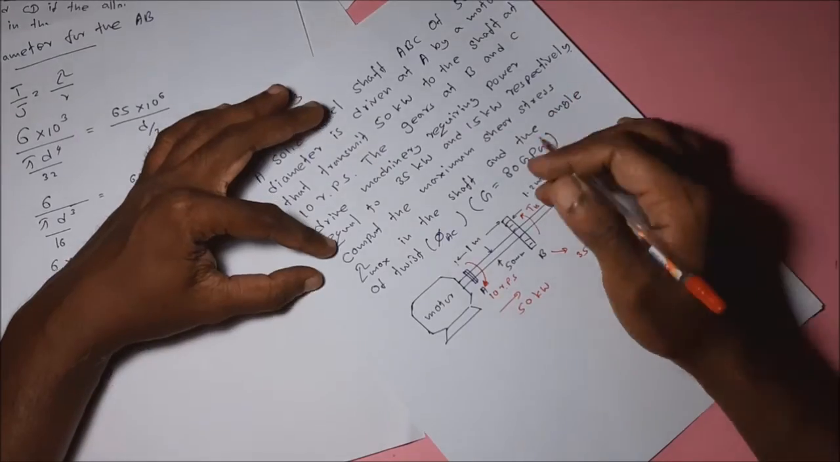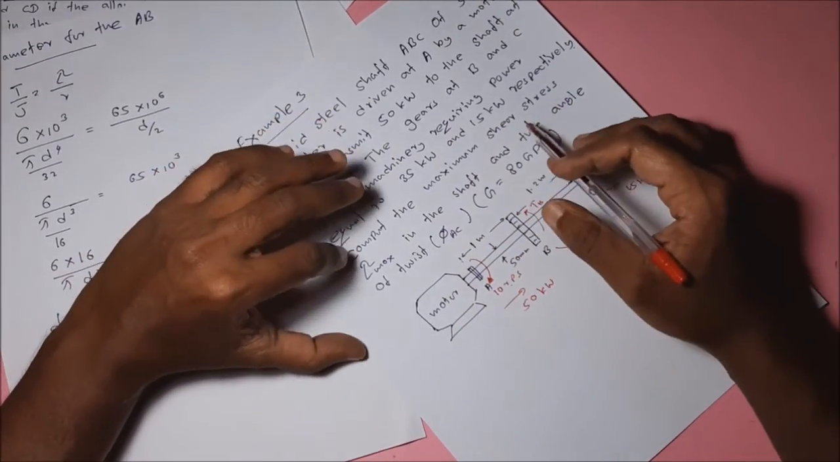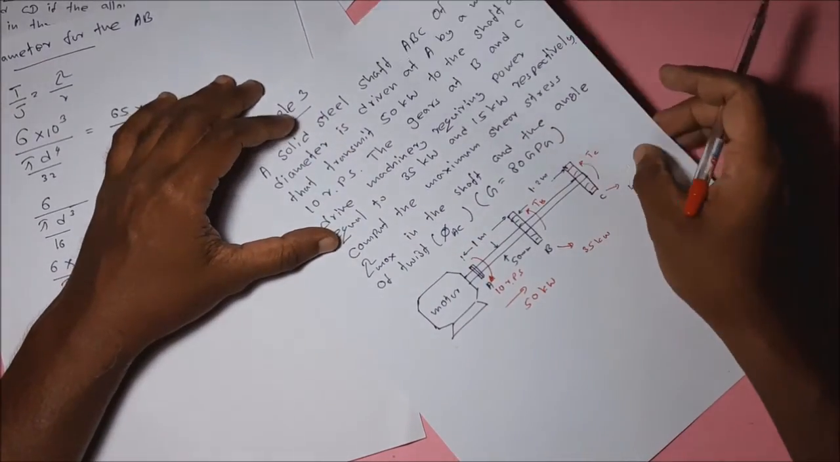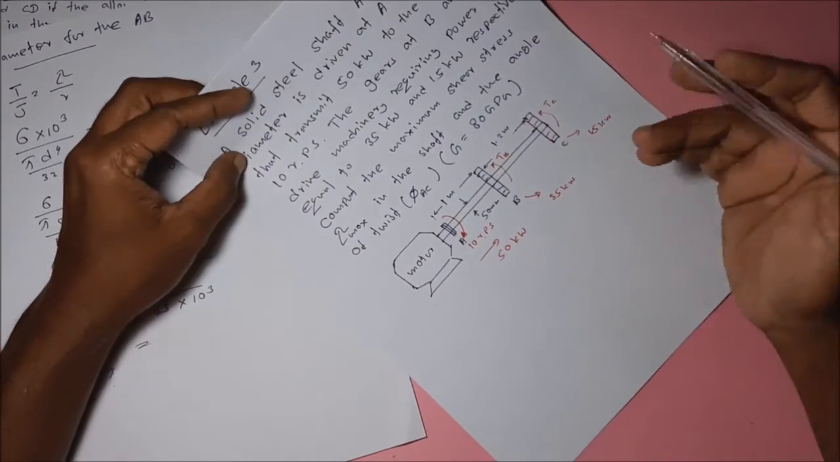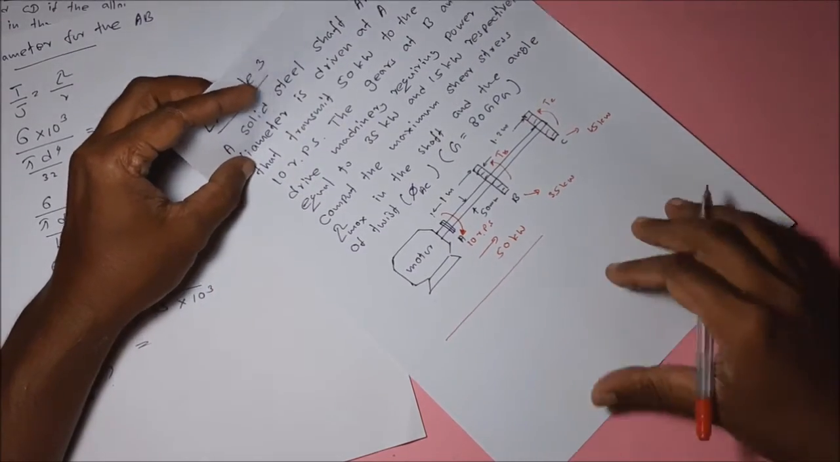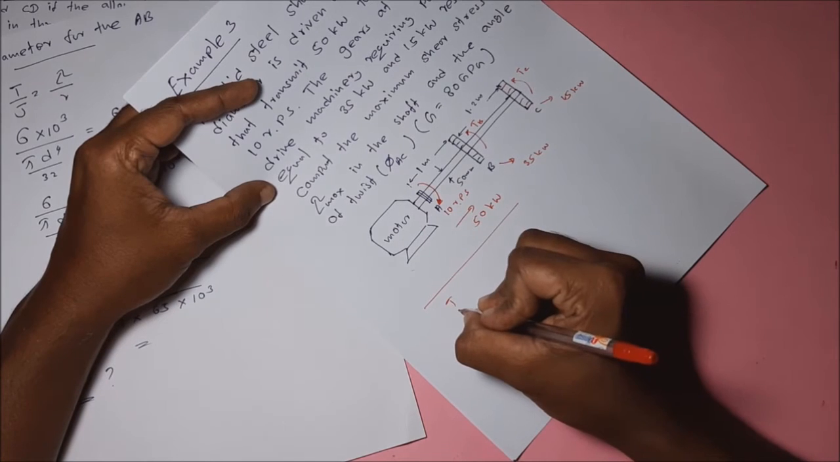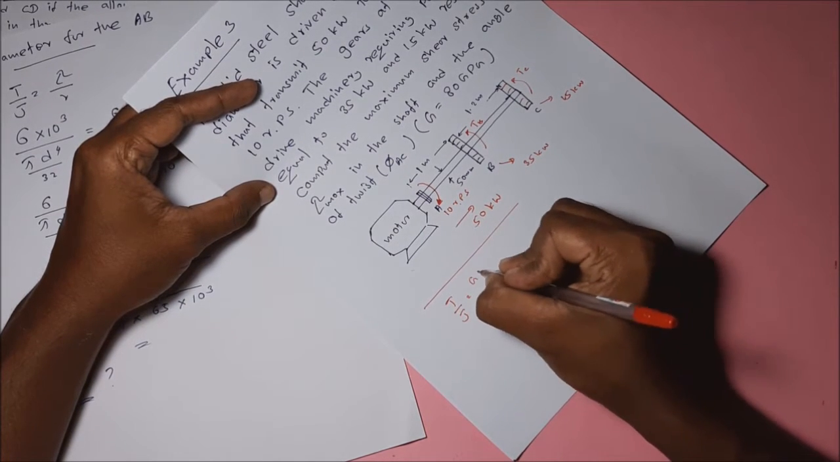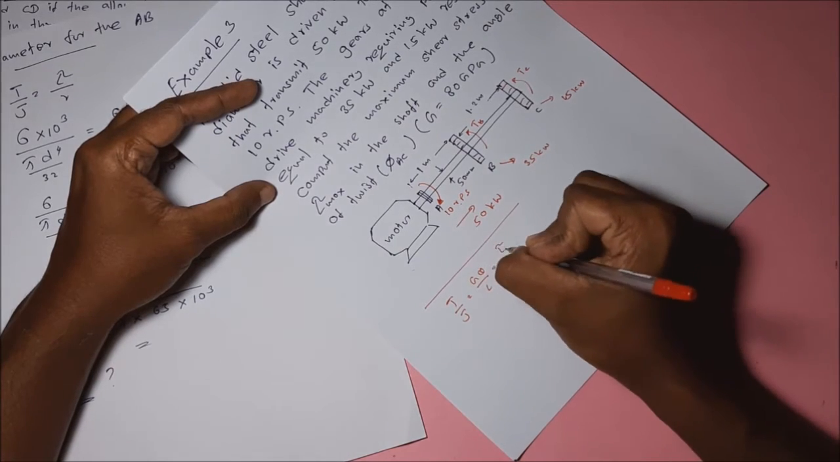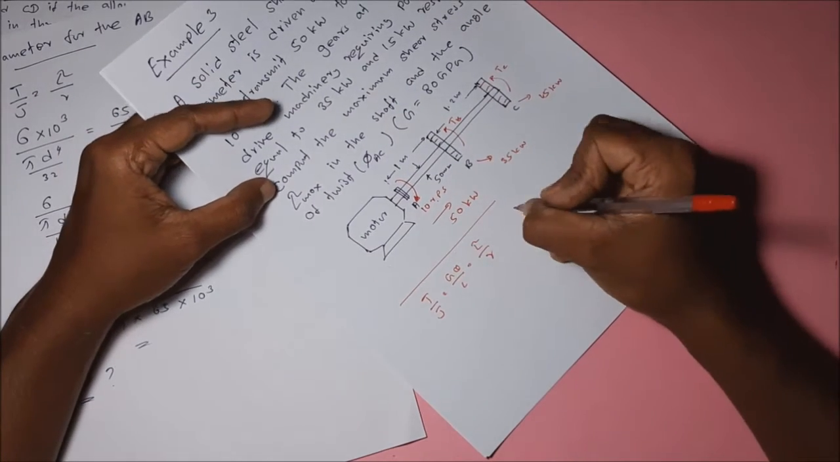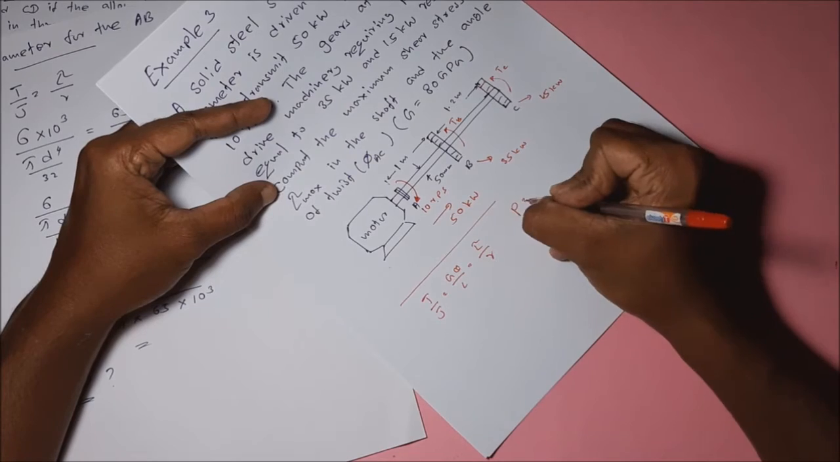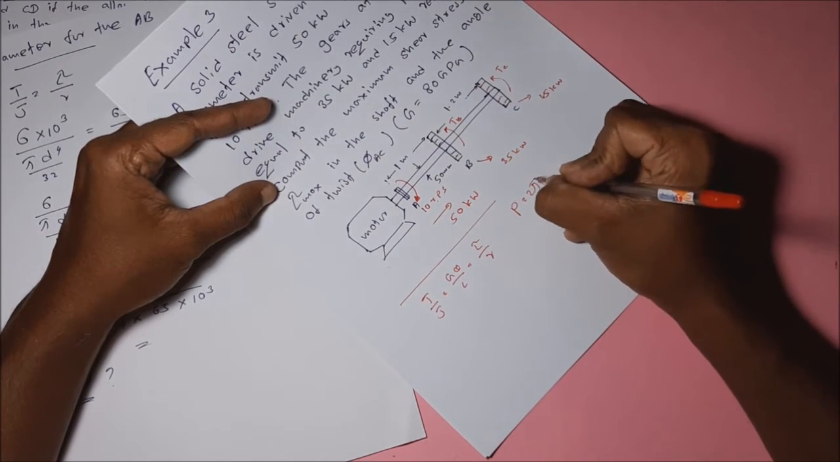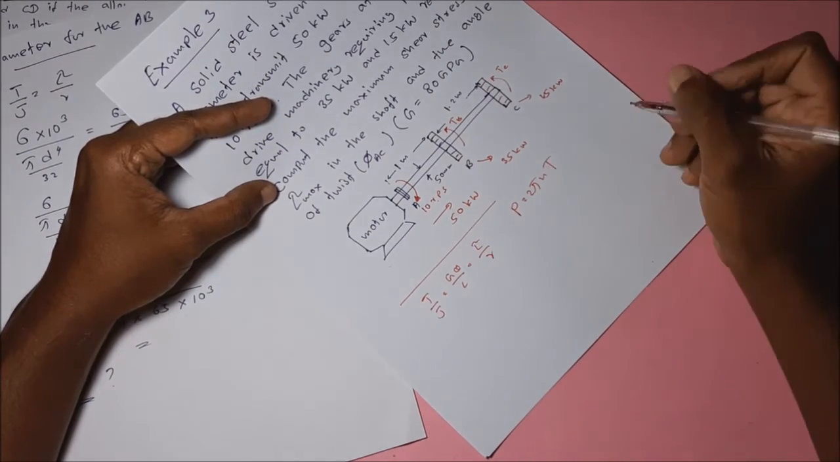Then we need to compute the maximum shear stress tau max in the shaft and the angle of twist. The same as before, we are using the torsion formula, T over J equals G theta divided by L equals tau over R. Then we are using P equals 2 pi f T equation also.